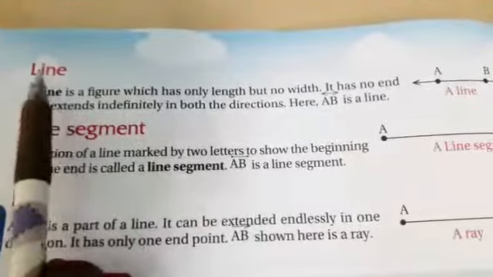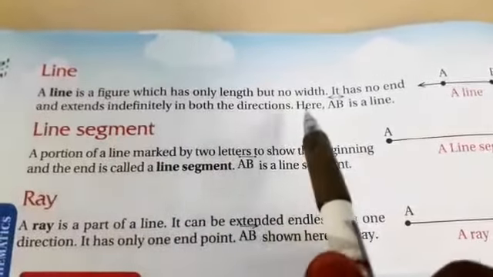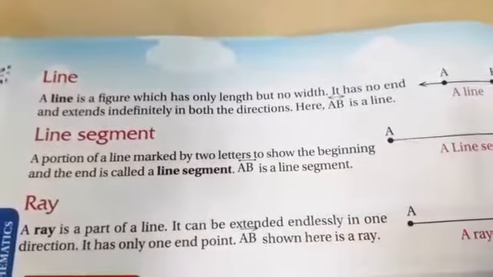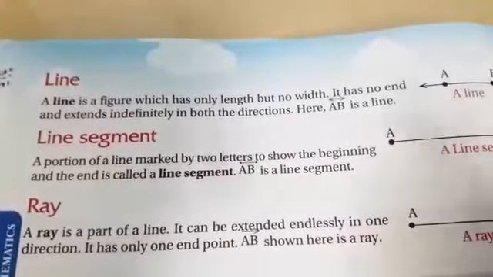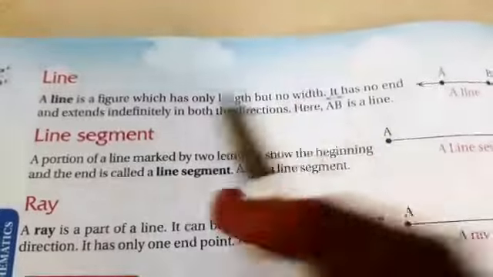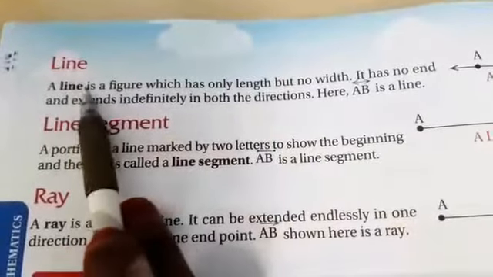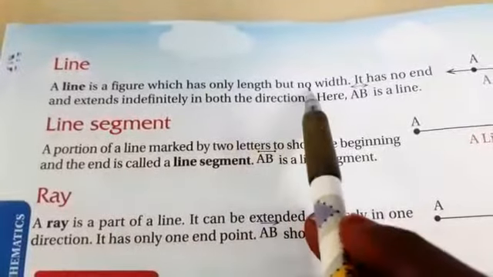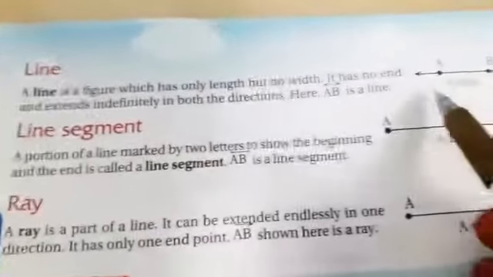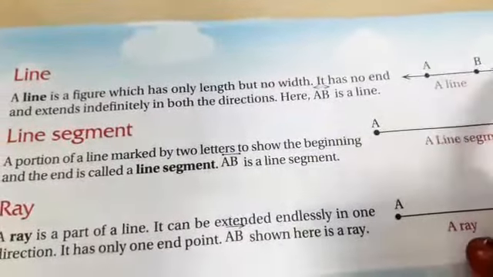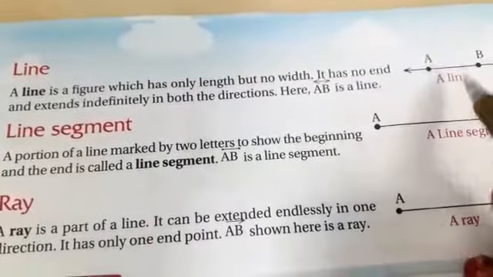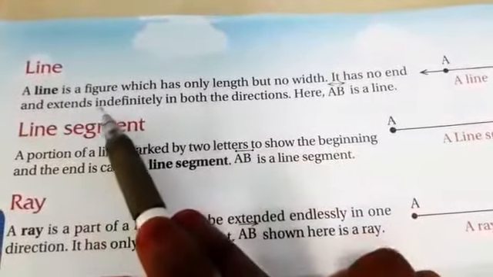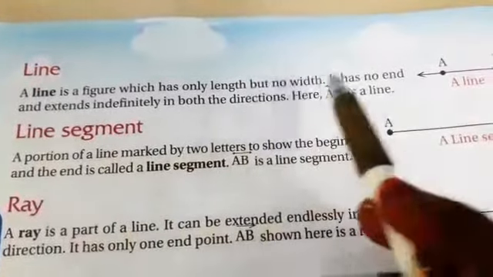Okay, and the next type, line. A line has only length. It has no end. It extends infinitely, both directions are infinite. Here look at a line. A line is a figure which has only length but no width. It has no end and extends indefinitely in both directions.